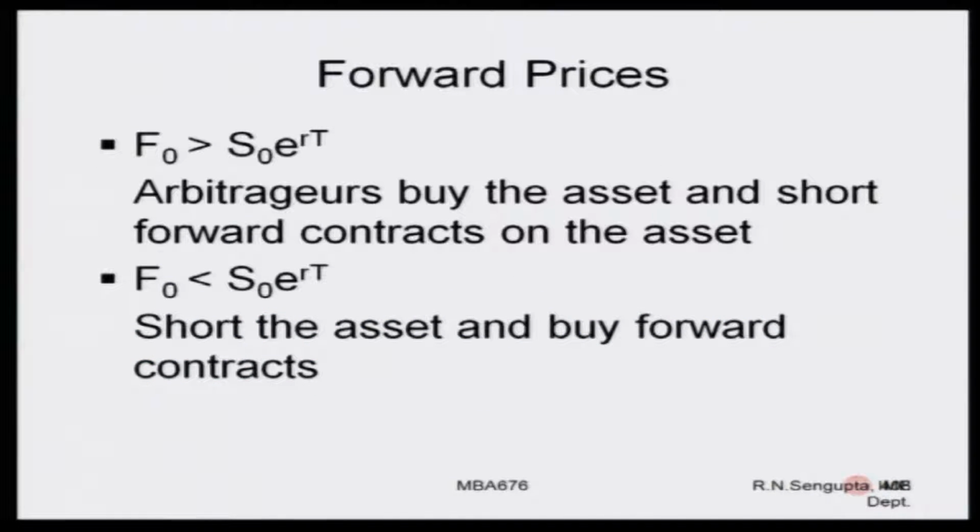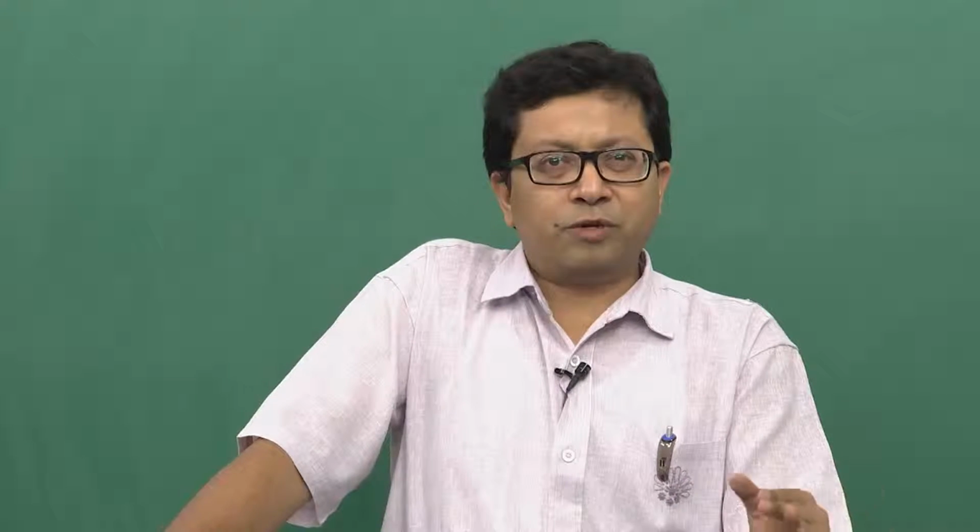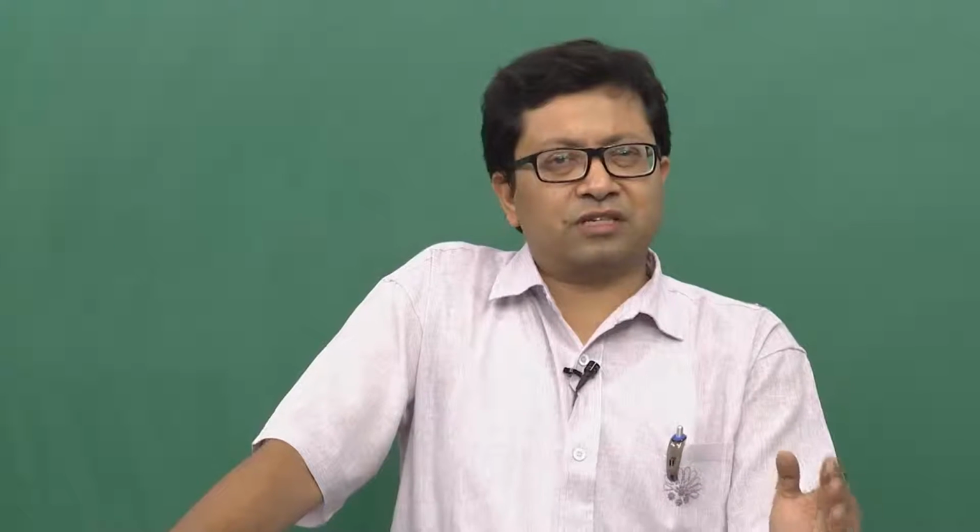I am repeating these things to make you well aware of them. If the forward price is greater than the right hand side, which is S0 e to the power RT, then the arbitrageur will buy the asset and short the forward contract in order to make a profit. If it is the other way around, then he or she would short the asset and buy a forward position. That means the short and the long would be different depending on whether the value of F is greater than S into e to the power RT.